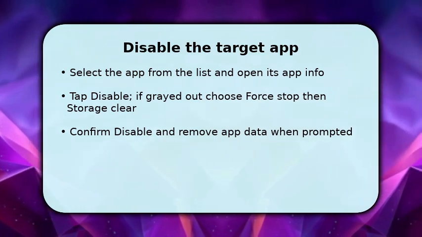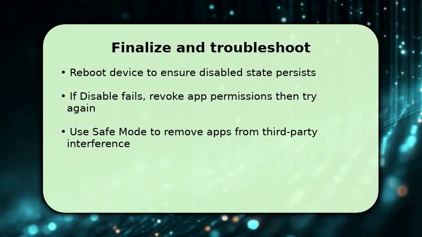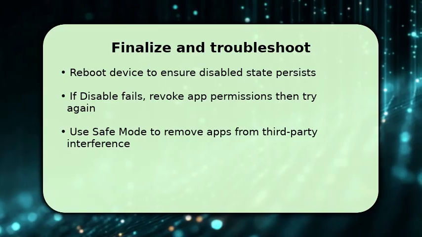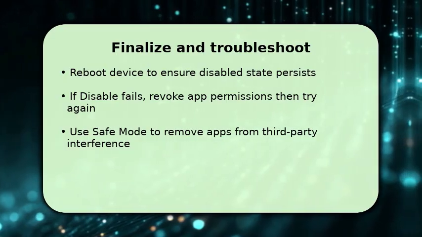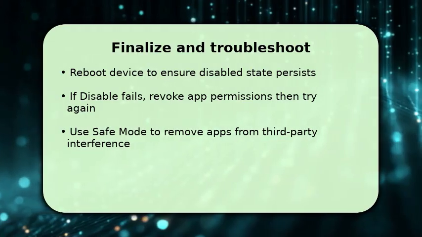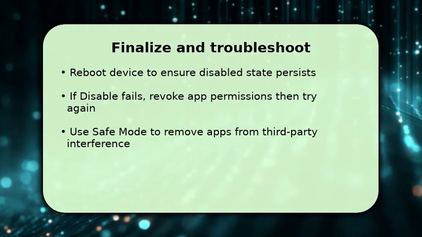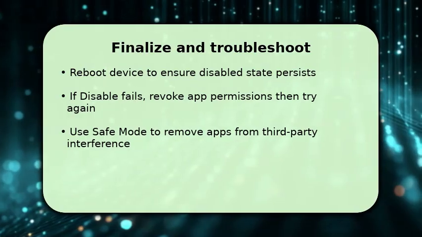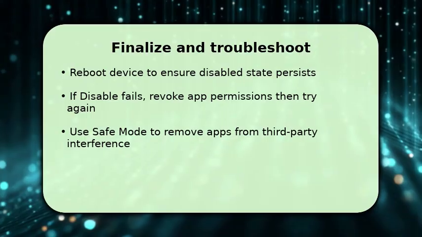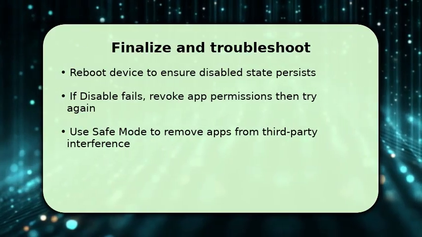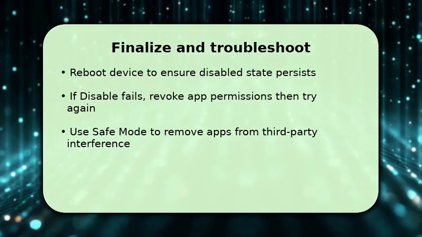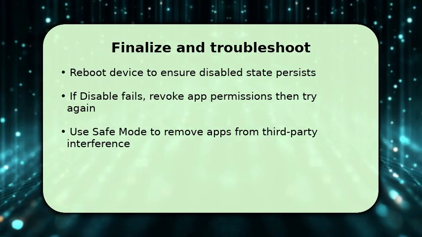You finish by rebooting the device to ensure the app stays disabled and background services stop. If Disable failed, revoke the app's permissions and uninstall updates, then try disabling again. Sometimes permission locks block the action. Once done, check Home and Widgets for behavior. If the app resists because of third-party interference, boot into safe mode and repeat the disable process. Safe mode isolates system services and helps complete the action.